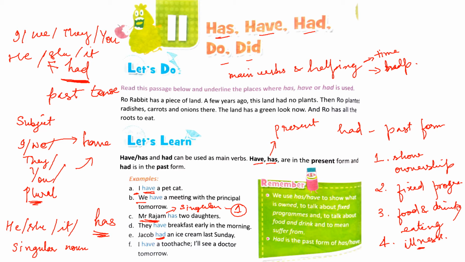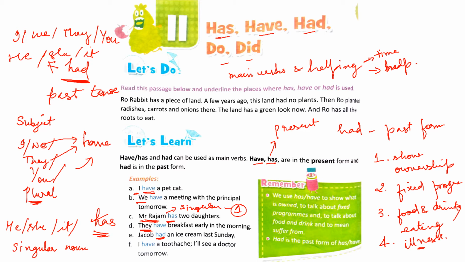So it is singular. So with singular subjects we use has. So Mr. Rajam has. See the next one. They have breakfast early in the morning. Now here we have used the subject they. So with they we use have all the time. So they have breakfast early in the morning is right.